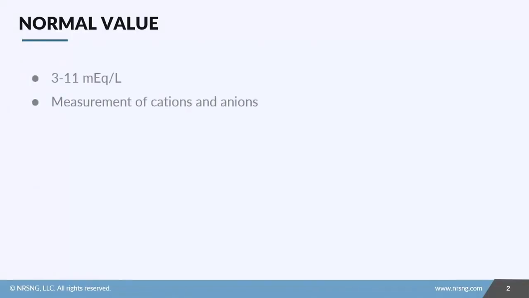In this lesson, we're going to talk about the anion gap and what it means for your patient. So to get started, the normal anion gap measurement is going to be 3 to 11 milliequivalents per liter. The anion gap is a measurement of the cations and the anions. Cations are positively charged ions and anions are negatively charged ions, and they're all in the body. So we're going to take a look into how we get this measurement.